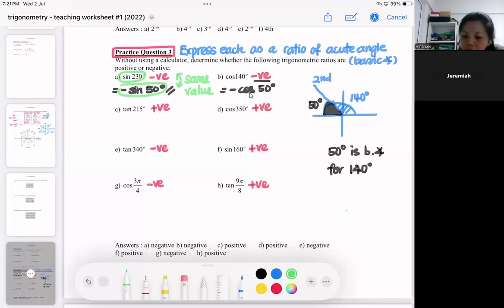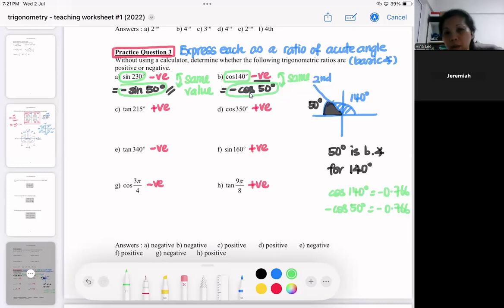And of course, you can check again on your calculator. You are getting the same value. These two have to give you the same decimal. So cosine 140 and negative cosine 50 are the same value, but it is in terms of the basic angle. So every person, every angle, has a basic angle.